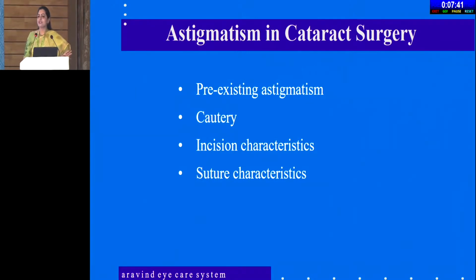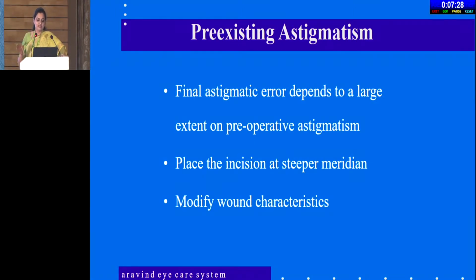So pre-existing astigmatism, obviously a good A scan is going to help us, and always go through the A scan. One is to see for the IOL power and also to see where the steeper meridian is. So placing your incision at the steeper meridian will definitely flatten the meridian and also will give you better results post-operatively.